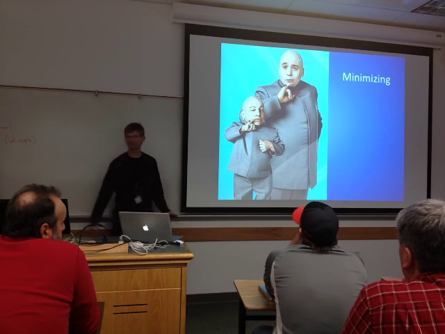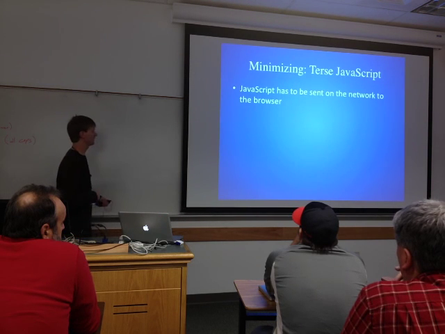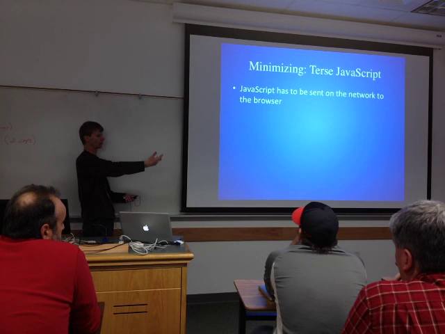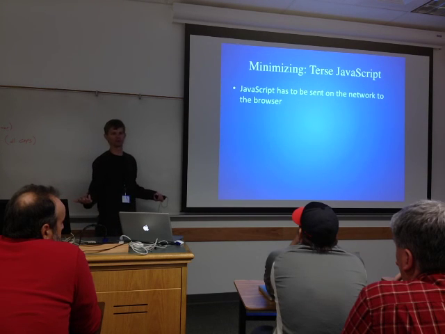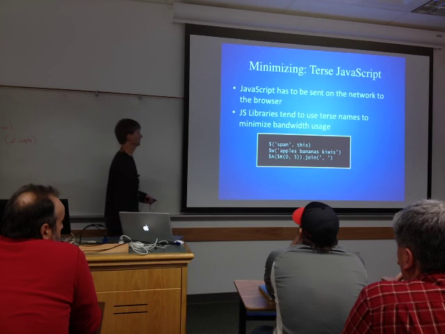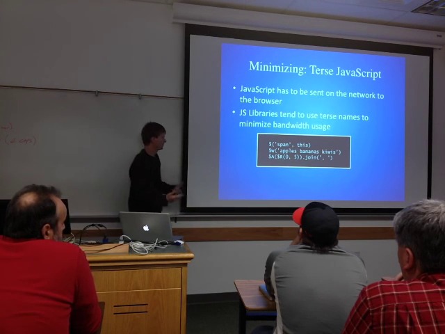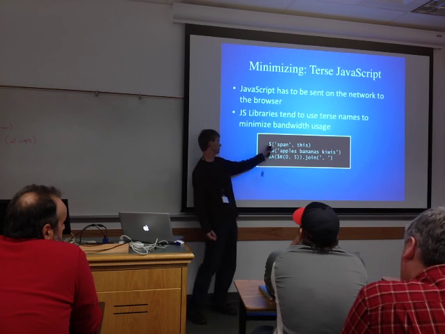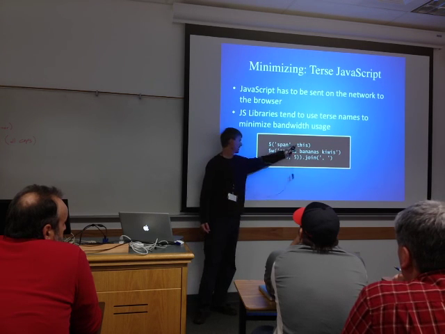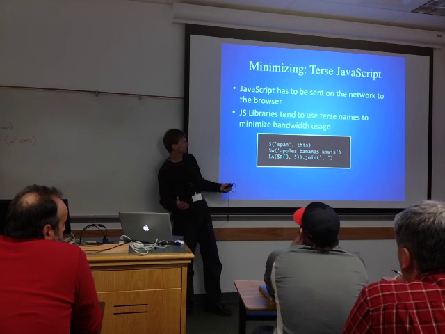So, minimizing. Let's talk about minimizing, because it's also a minimizer. JavaScript definitely has to be sent over the network, so you have to worry about bandwidth, right? Because of that, a lot of JavaScript libraries start to use really terse names because they want to minimize the bandwidth usage. Here are some examples: $, span, comma, this. It's very terse, but it's not real clear what that does.